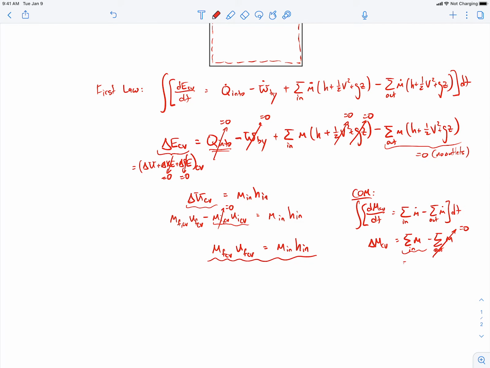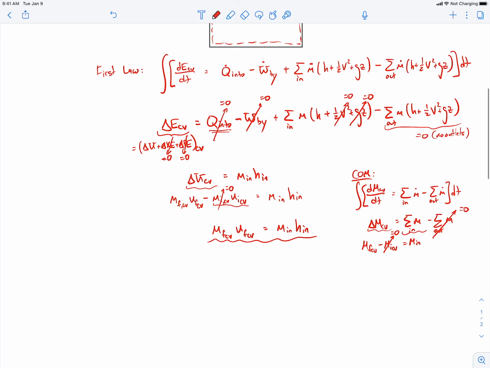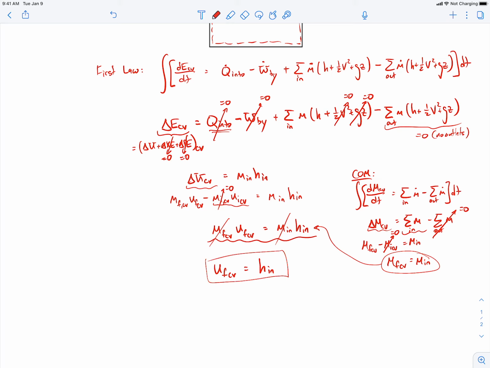The mass coming in, we're just calling m in. The change in mass within the control volume is the final mass minus the initial mass. But the initial mass in the control volume is 0 because it's initially evacuated. So the final mass in the control volume is equal to the mass coming in. We can make use of this in the earlier equation and divide through by the masses. So we're left with the final specific internal energy within the control volume equal to the specific enthalpy coming in. That's ultimately the relationship we have here.